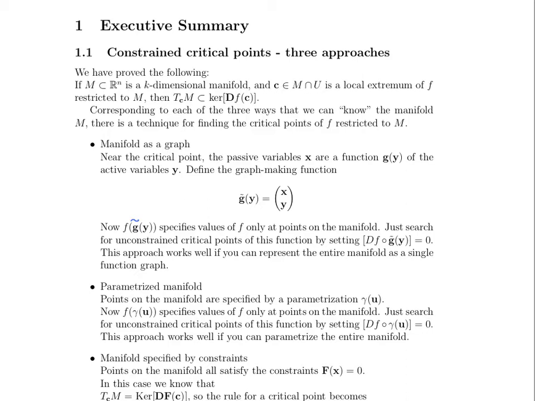To search for unconstrained critical points of this function, we set the derivative of this composition equal to 0. So d of f composed with g tilde is equal to 0. And this approach works really well if you can represent the entire manifold as a single function graph. And you guys have actually already used this approach before in your univariate calculus class when you did optimization problems. Sometimes you were able to put the constraint straight into the function you were trying to optimize, and then you took the derivative and set it equal to 0. So you should be familiar with this general approach.